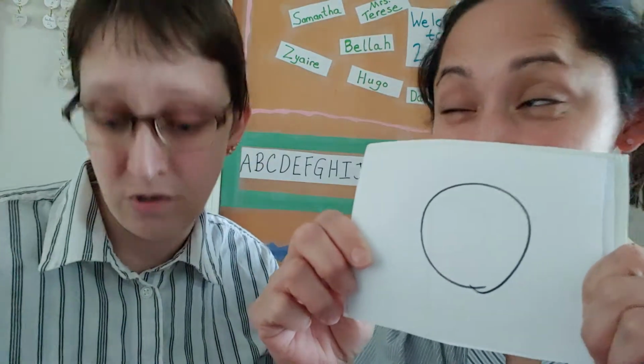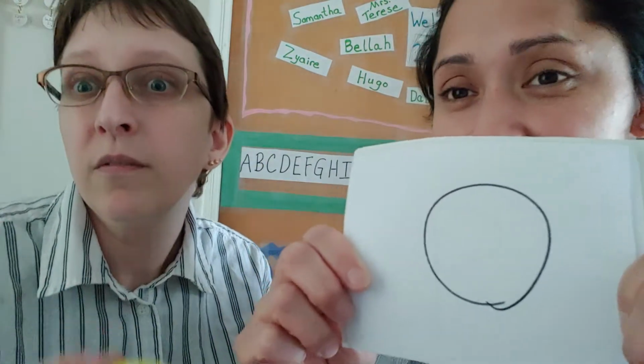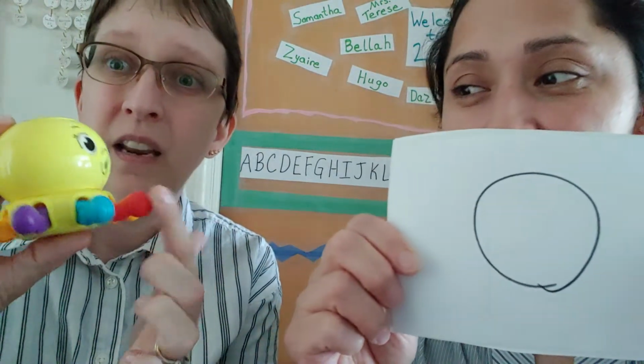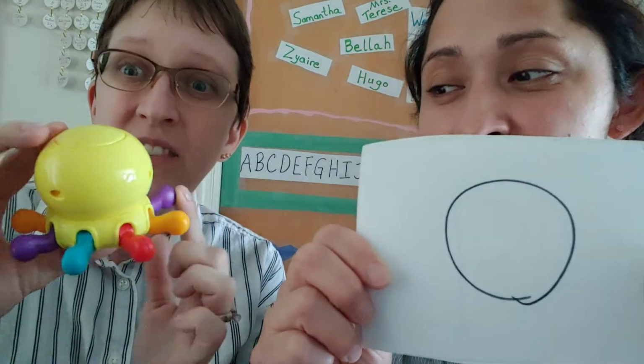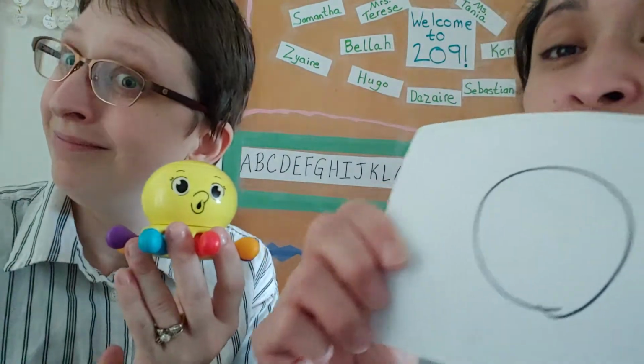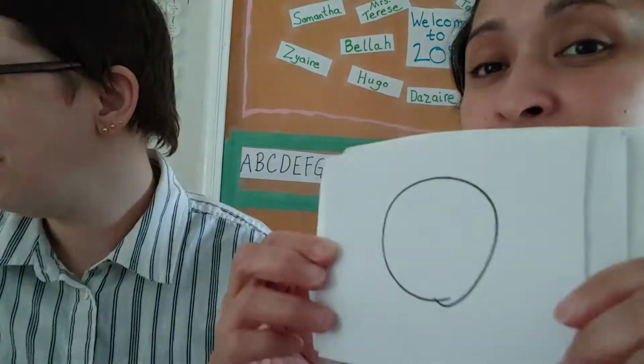Ooh, creative. I found an octopus toy. See, it's one, two, three, four, five, six, seven, eight legs. That is an octopus. Octopus. Starts with an ah, an O.